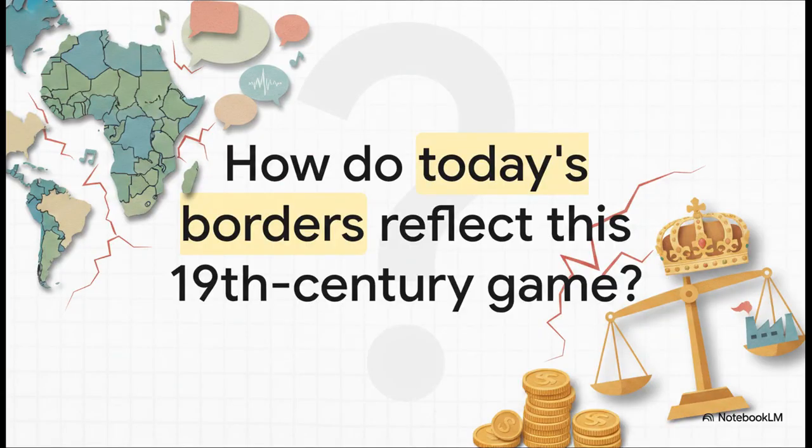So this leaves us with a critical question to think about. How do today's borders reflect this 19th century game of conquest? Really think about it. The languages spoken across Africa and South America, the straight-line borders drawn in the Middle East and Africa that still trigger conflicts today, the massive global wealth inequalities. Literally none of this is a coincidence. The age of imperialism isn't just some dusty history chapter. The lines those empires drew back then are still shaping the exact world you and I live in right now.